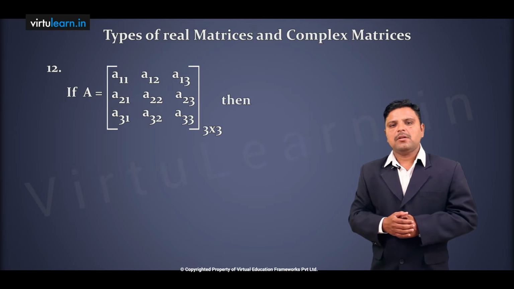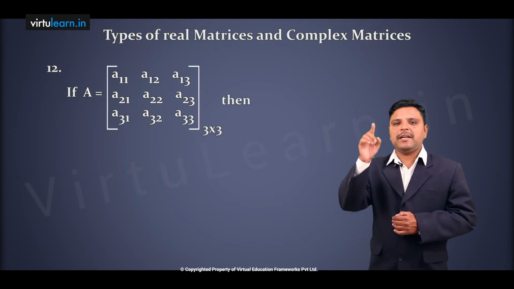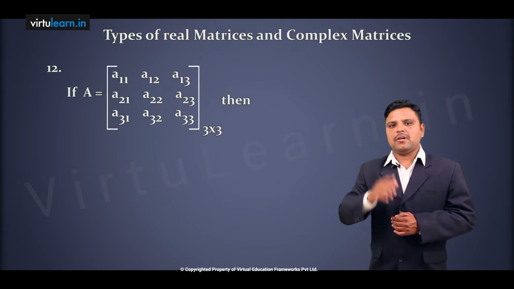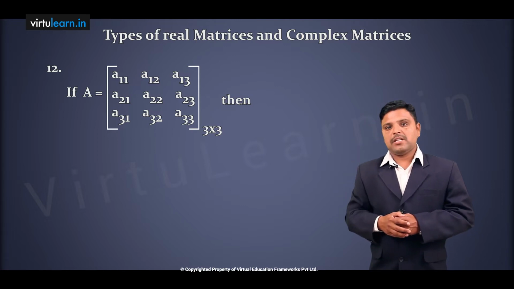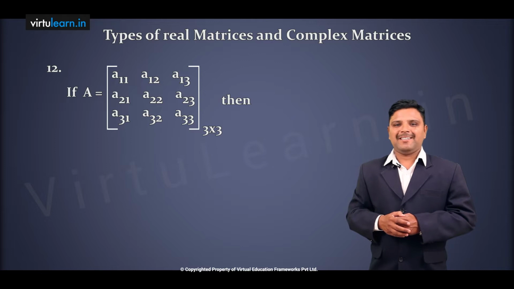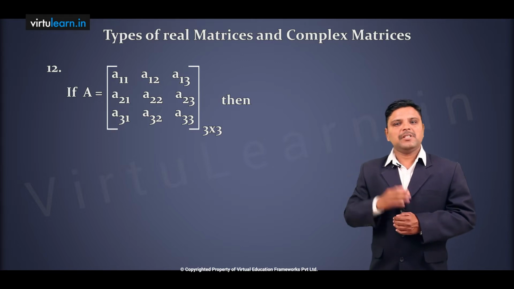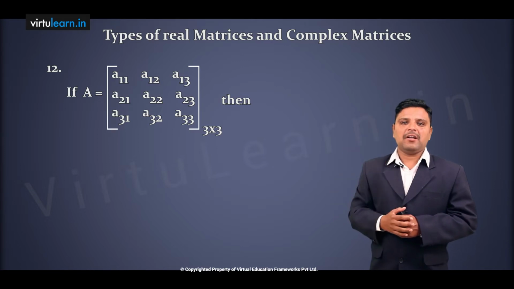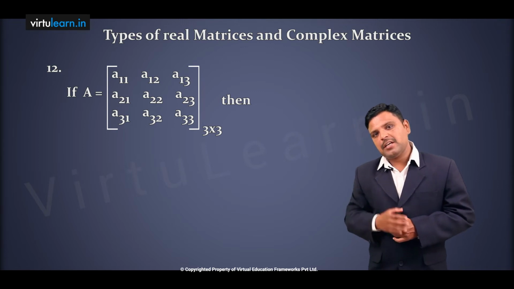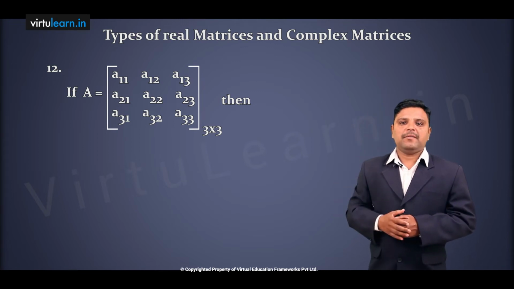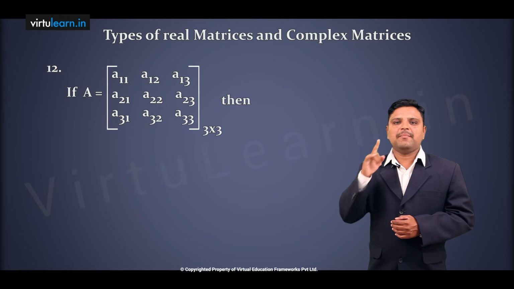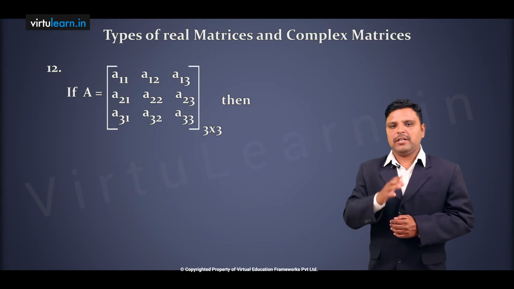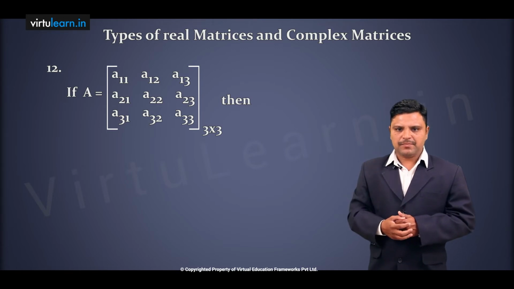a11 means the first row, first column element. a21 is the second row, first column element. a12 means the first row, second column element. a23 is the second row, third column element. The first number indicates the row, the second number indicates the column. Like this I have taken a 3 by 3 matrix.